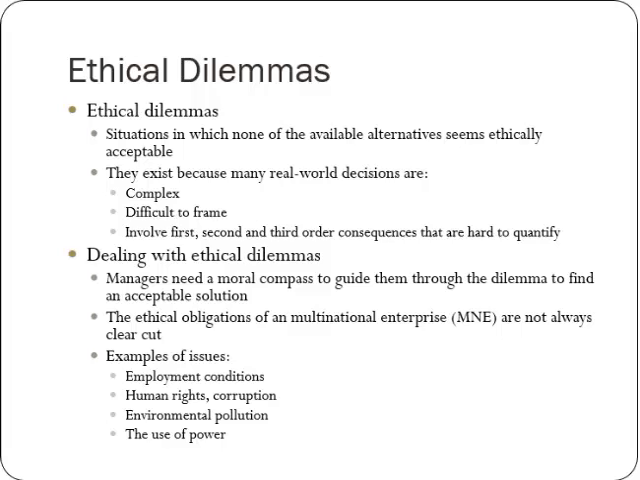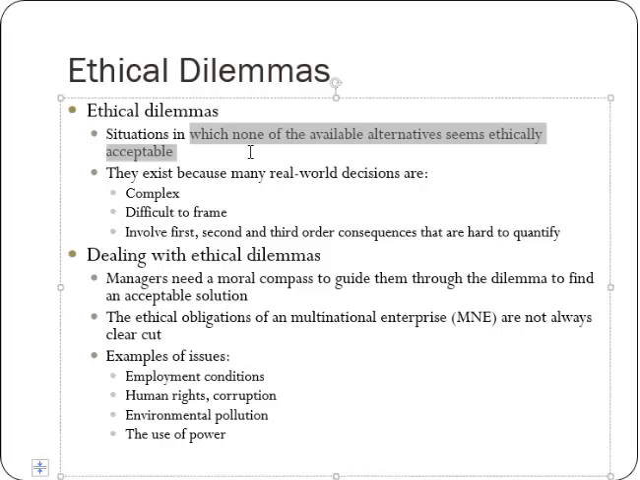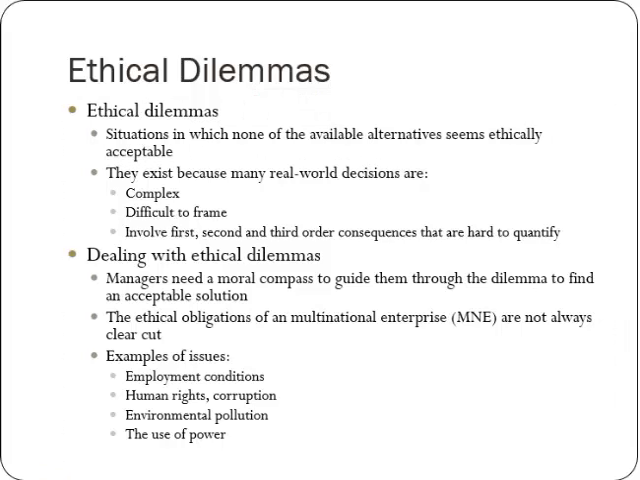An ethical dilemma is where you're not sure what the ethics of a particular situation would be. Maybe there are countervailing ethical considerations. Maybe there's one consideration that would indicate doing one thing and another consideration that would indicate something else, and therefore it can be complex. That's a situation in which none of the alternatives seem acceptable. These issues can be complex, difficult to frame, or have other consequences that could be hard to quantify.